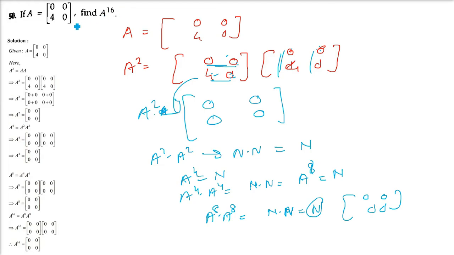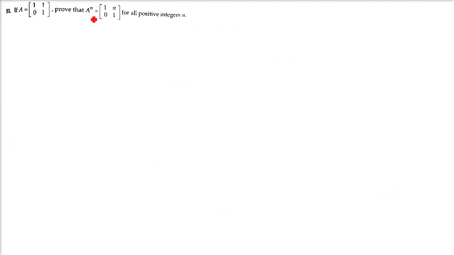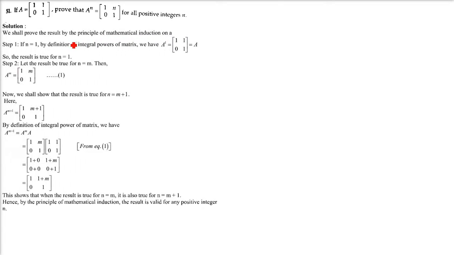If A is this matrix, prove that A raised n is this matrix for all positive integers n. How do we do this? We will do this and the later 4-5 questions with the principle of mathematical induction. So you need to know mathematical induction before even attempting this question.